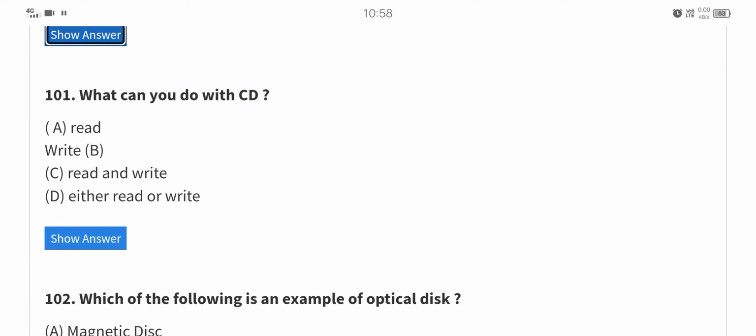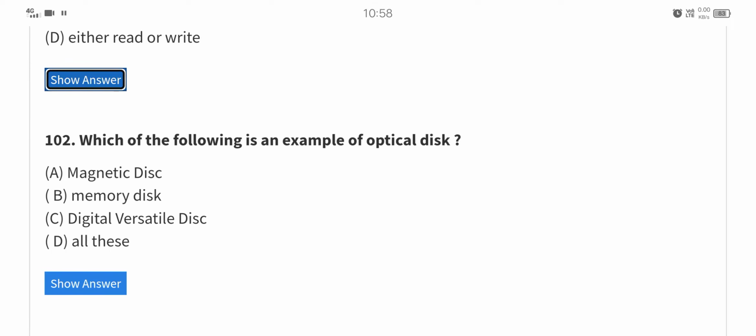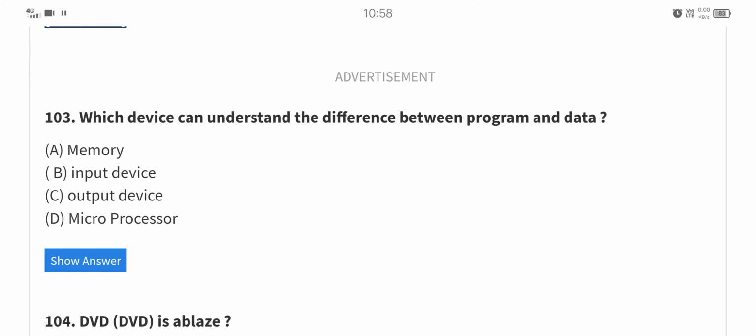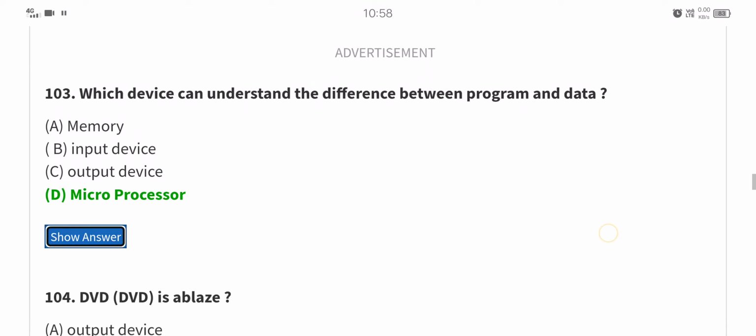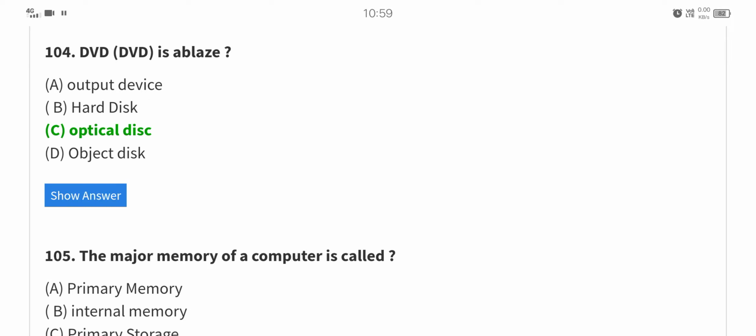What can you do with a CD? Read and write. Which of the following is an example of an optical disc? Digital versatile disc. Which device can understand the difference between program and data? Microprocessor. DVD is an optical disc.